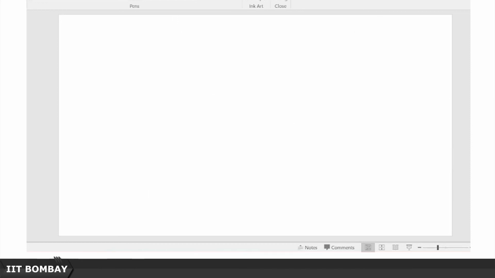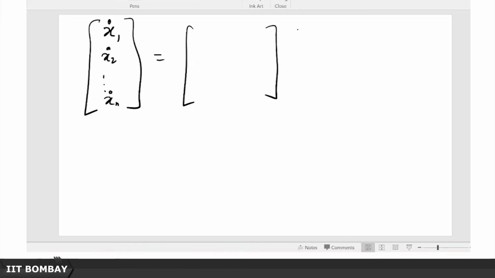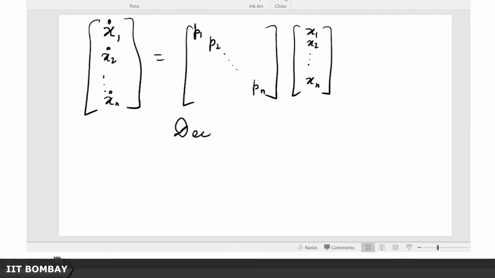Written in compact notation, let me go to the next slide, what is this going to look like? x1 dot, x2 dot, dot dot dot till xn dot, I can write this as x1, x2, dot dot dot till xn, multiplied by a matrix with p1, p2 in the diagonals. So this is a completely decoupled system of differential equations, no?